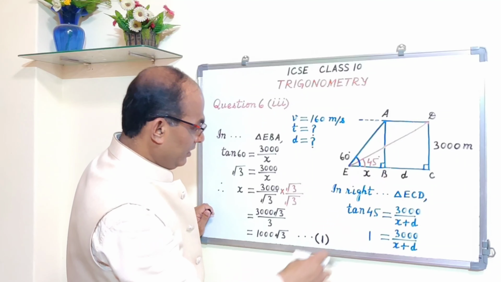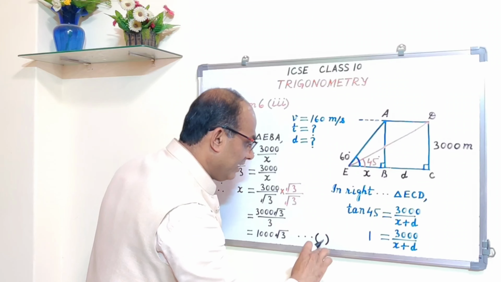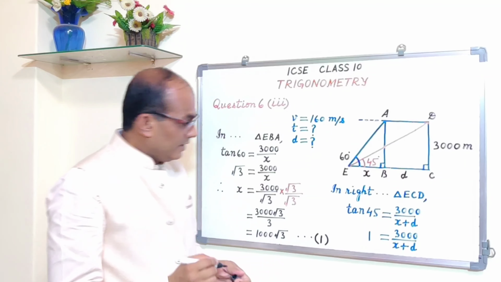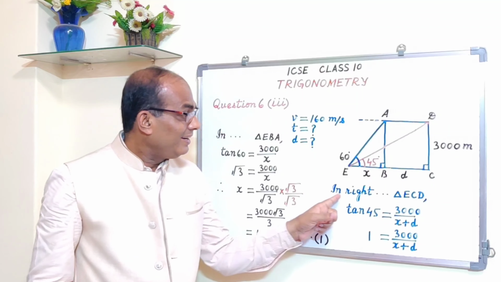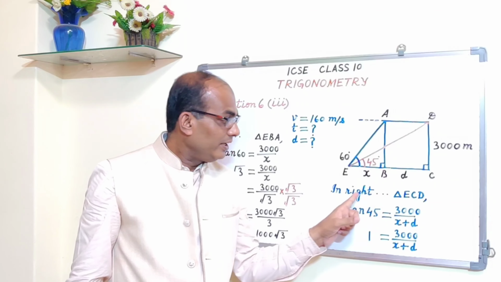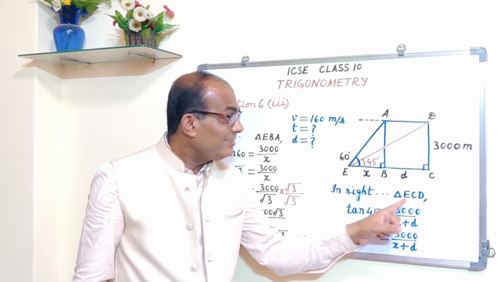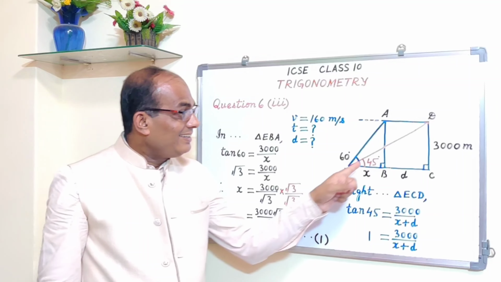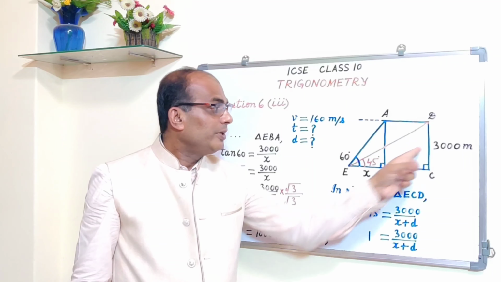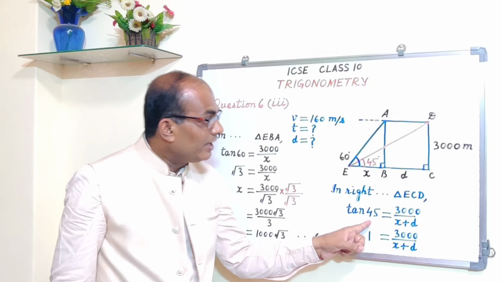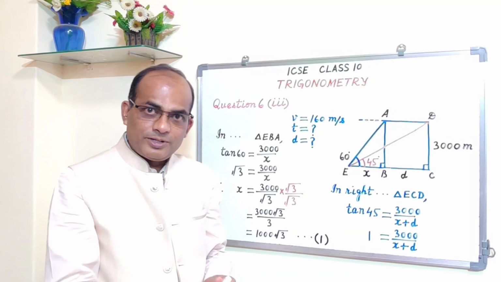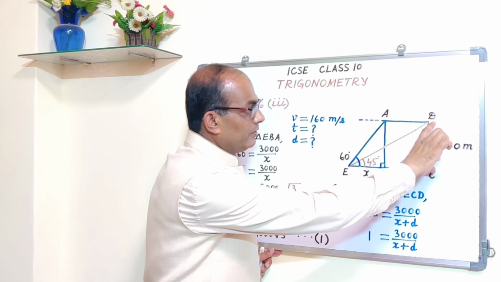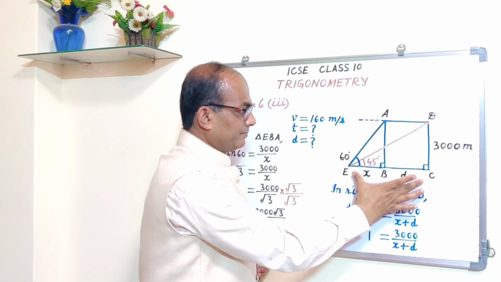After this, we talk about the other right angle triangle. Now, in right angle triangle ECD, the bigger one, again, tan theta is equal to perpendicular upon base. So please write down: tan 45 is equal to CD upon EC.